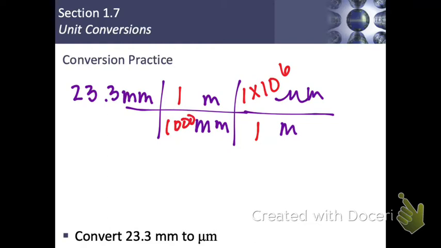23.3 times 1 times 10 to the 6, and then divide by 1,000. I got 23,300 micrometers. I will tell you, when I do the math here, I always hit enter at the end of my numerator, and then I divide by whatever's on the bottom. That's just my kind of preference.